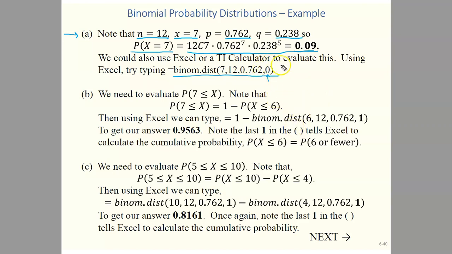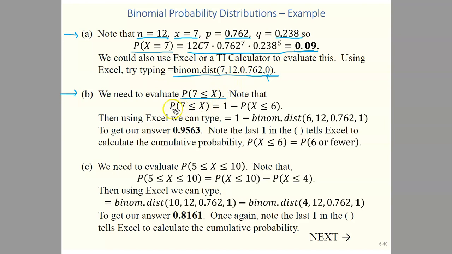Now in parts B and C, we'll see we actually want to use a 1. Now for part B, recall, we wanted to find the probability of finding 7 or more drivers wearing seat belts. So that's what this represents, the probability that x is bigger than or equal to 7. Now, if we want to use Excel, Excel doesn't evaluate this directly for us. We have to do it a little indirectly.